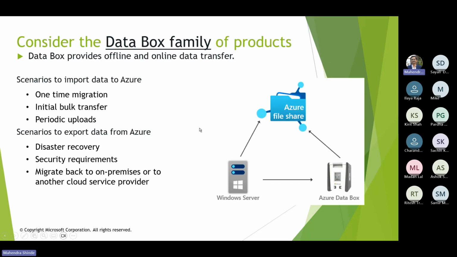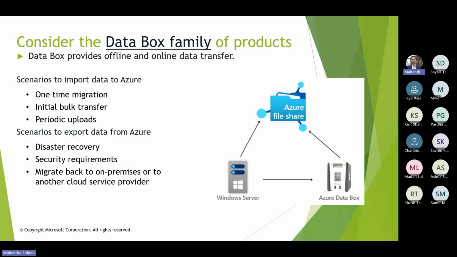There is also an option available for online migration, where you will get something called a Microsoft Data Box Edge device that you can connect to your on-premise network. If you use that, then it will be called online transfer. It is a different type of device, which will sit directly in your data center.